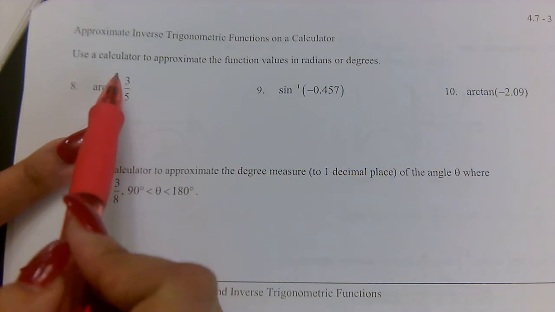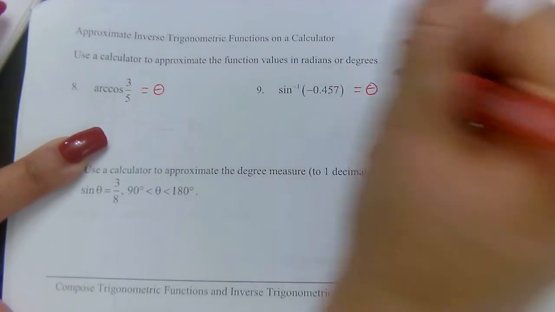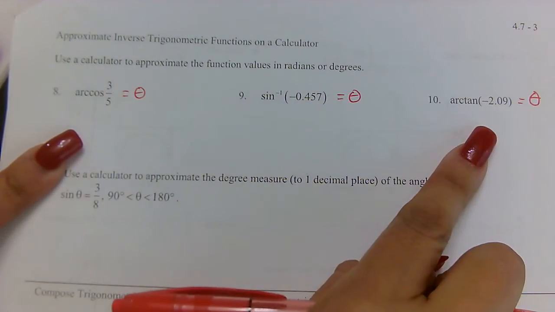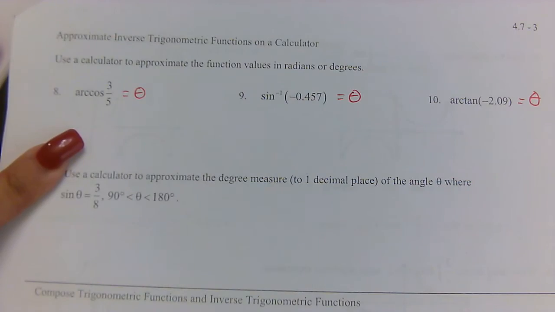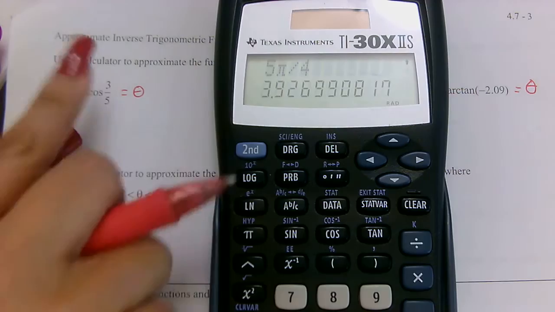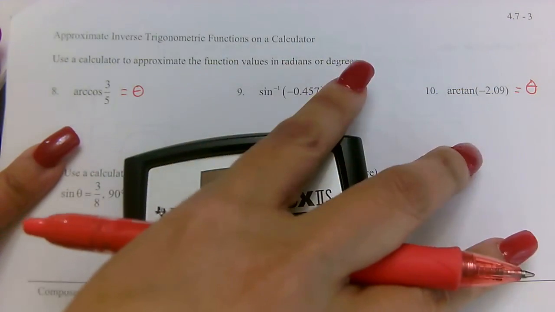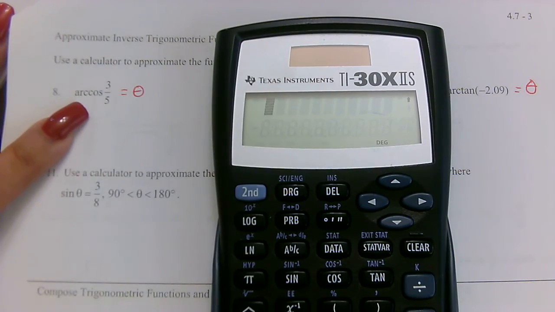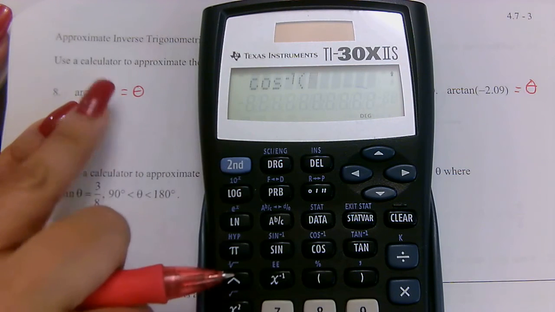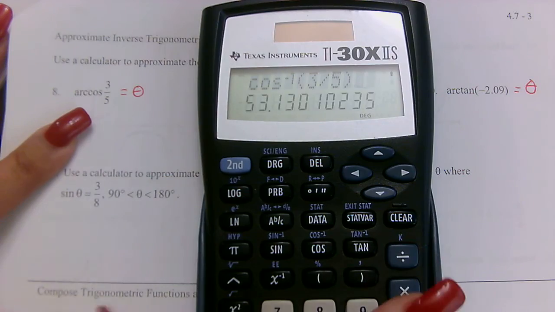Now, if you notice these ratios here, remember this is equal to theta, this will be equal to theta, and this will be equal to theta. All of these ratios are not on our unit circle, so we cannot use the unit circle to find the radians. What we're going to do, it says here use degrees or radians, and I'm just going to do arc cosine. So I'm going to do second cosine, and I'm going to use that ratio, 3 divided by 5. Close it and press enter.